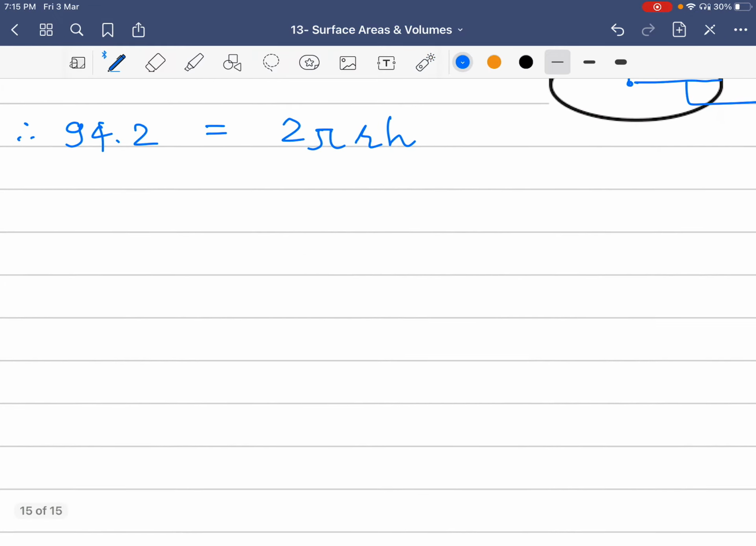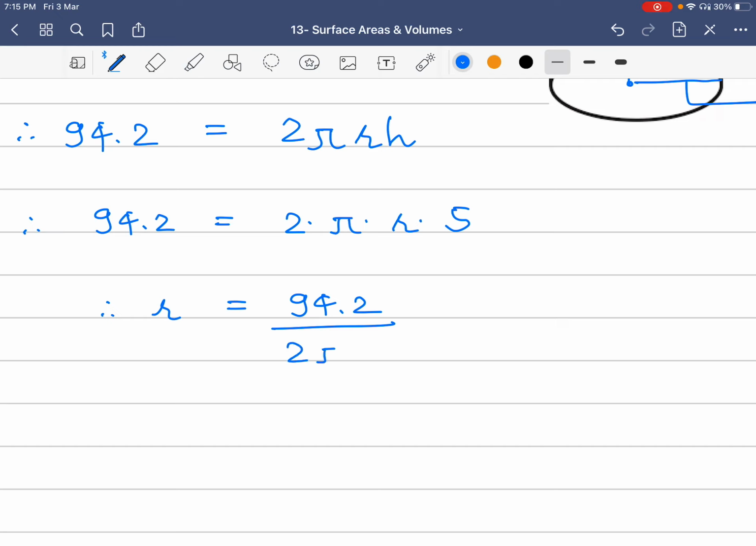Let's zoom in. Therefore, 94.2 is equal to 2 into, I'm going to keep the pi as it is, r into 5. h is equal to 5. So r is our unknown variable. So I'm just going to say therefore r is equal to 94.2 the whole divided by 2 pi. Let me use a highlighter. So this 2 pi, these numbers I have taken to the left hand side of the equation. So now this becomes the value of the r in centimeters.